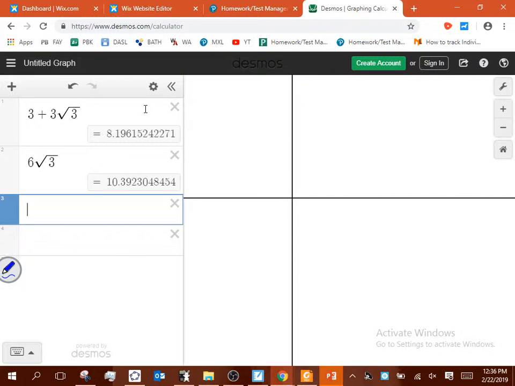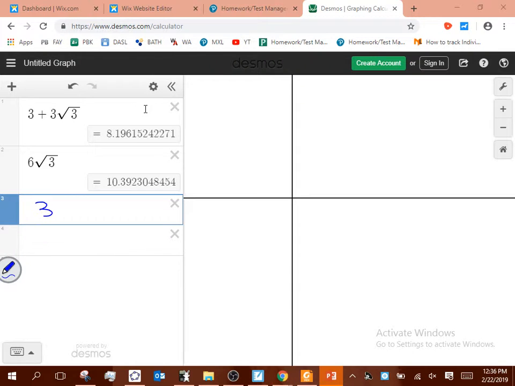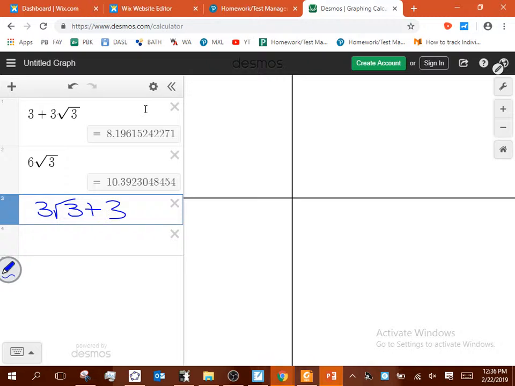What do I do? You put the 3 on the other side, like 3 radical 3 plus 3. So write it that way? Yeah, that's fine. And that'd be like saying 2 plus 5 is the same as 5 plus 2, right? So the commutative property of addition is fine. So either one of those is appropriate.